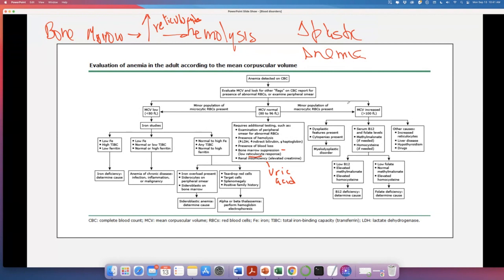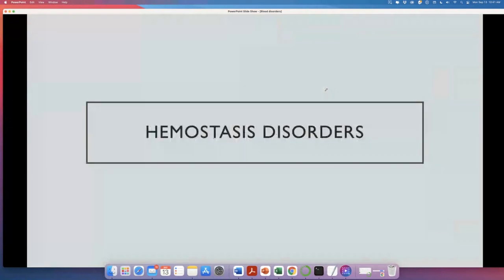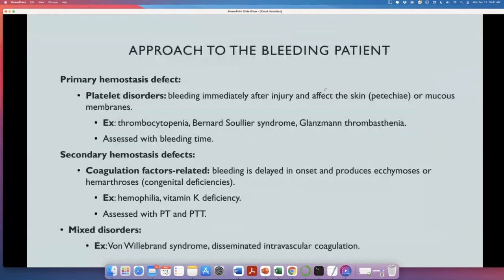I hope this helps you. Okay, this only has a lot of great information that you can use. And then we started mentioning how we approach the bleeding patients.